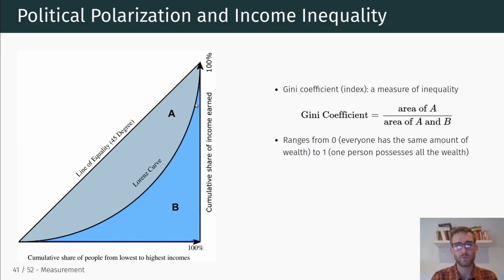And so how do we quantify this inequality? We can look at the ratio between the area here, A, and the area down here, B, or the total area in this triangle, right? That's what the Gini coefficient ultimately quantifies: the ratio of this area A above the Lorenz curve as a proportion of the total area. Okay.